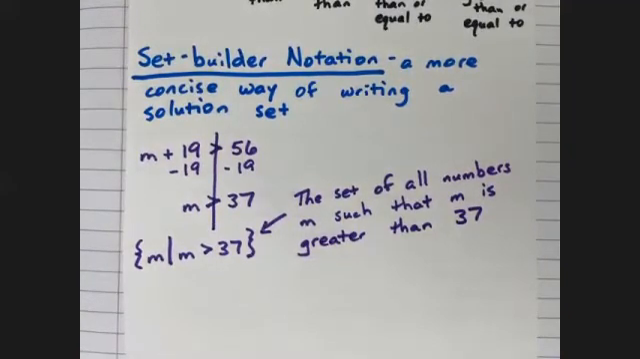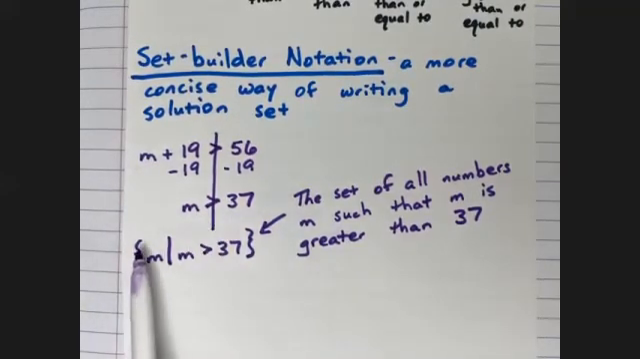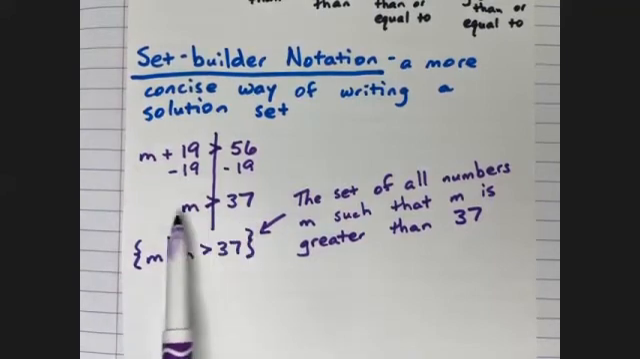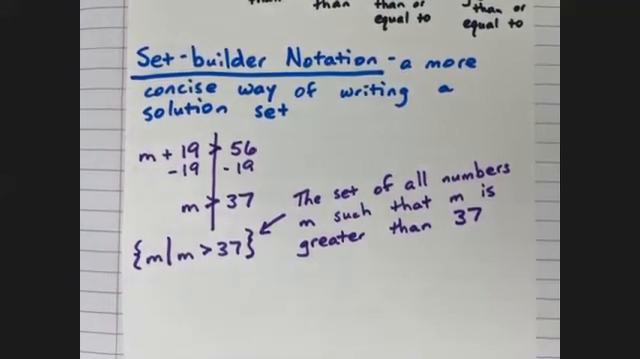And I want y'all to get used to writing the set builder notation. So really all it amounts to is these two little squiggly lines, the letter, and then the straight up and down line, and then your actual inequality.